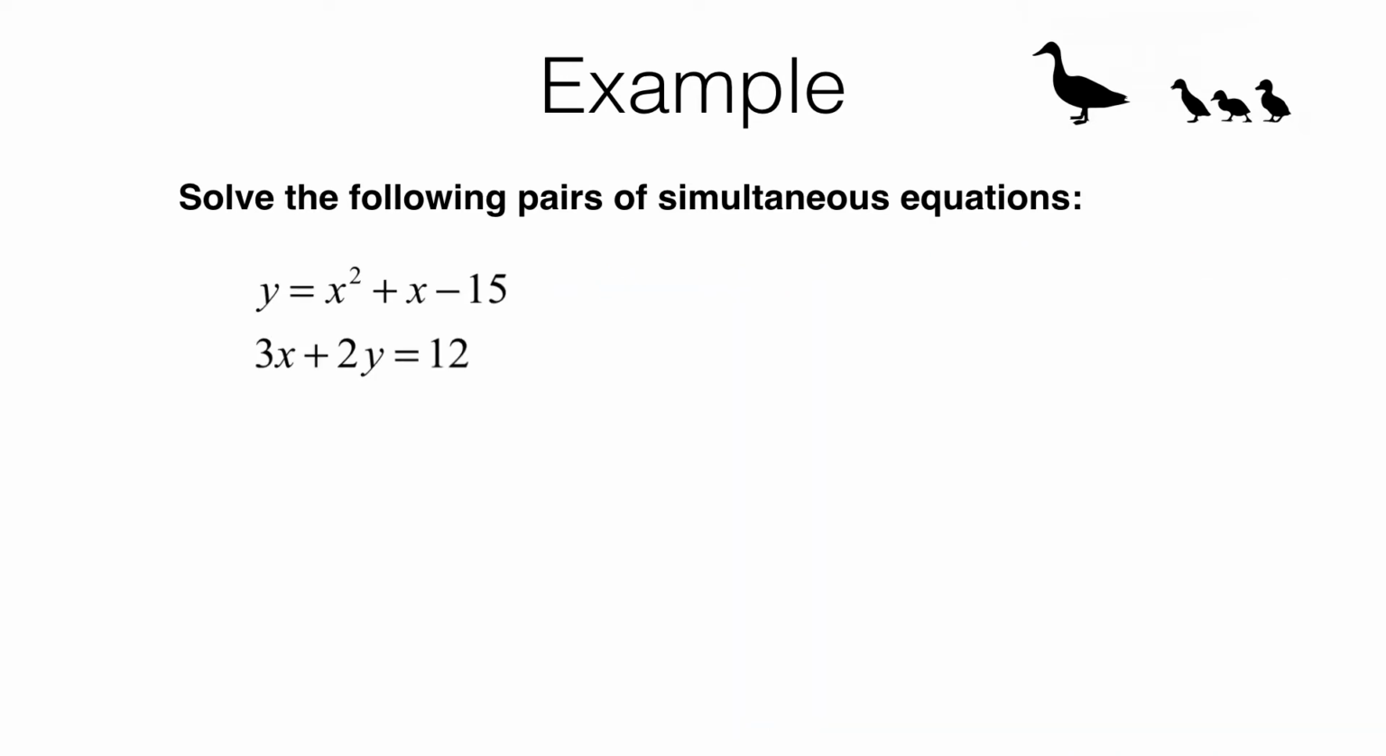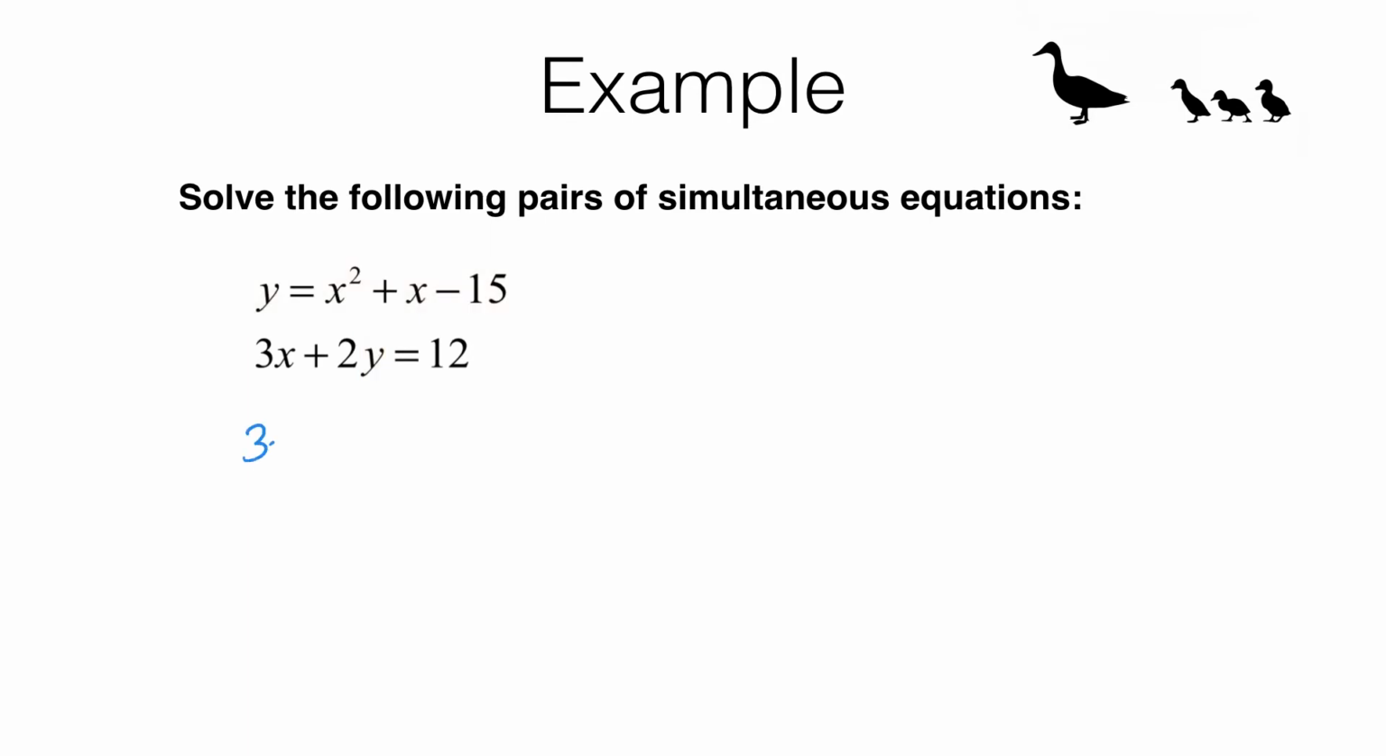Here's the second pair of simultaneous equations that we need to solve. We have y equals x squared plus x minus 15 and 3x plus 2y equals 12. Here we've got an expression for y. So what we can do is replace the y in the second equation with that expression for y. We're going to substitute this y with x squared plus x minus 15 because we know that equals y. Now if we do that, this is what we get.